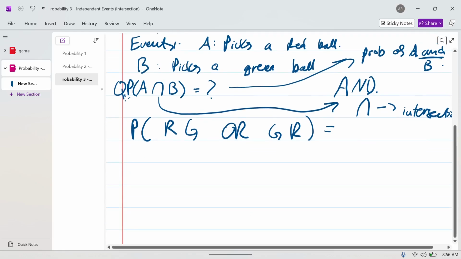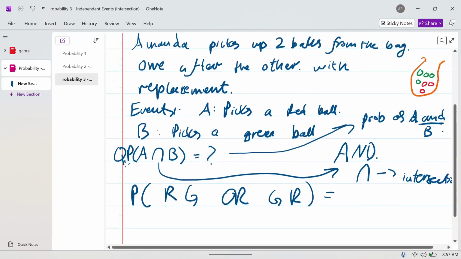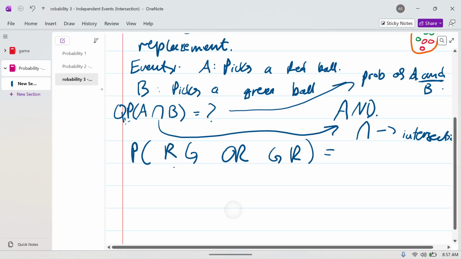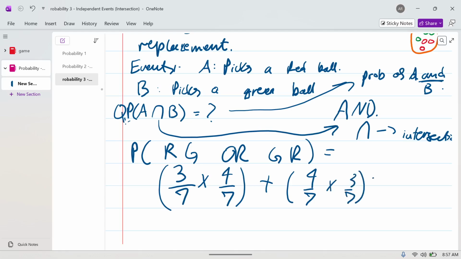Okay? So the probability for both of these is what? The probability that she picks up a red ball: how many red balls are there? Three, right? So it's going to be 3/7. Why? Because there are seven balls in total. Multiplied by the probability for the green ball, that would be 4/7. It's not six. Why? Because she put it back in there. Okay, and then you add both of these, and it's just going to be 4/7 this time, multiplied by 3/7. And you get yourself the answer.